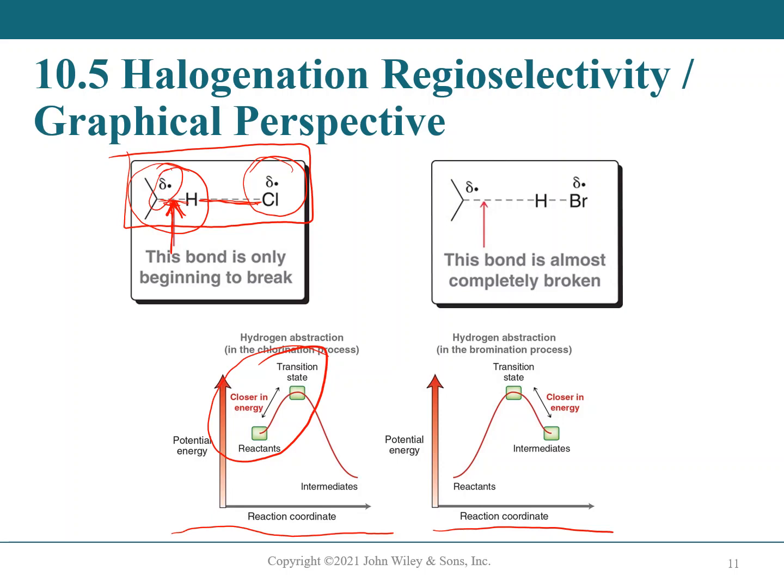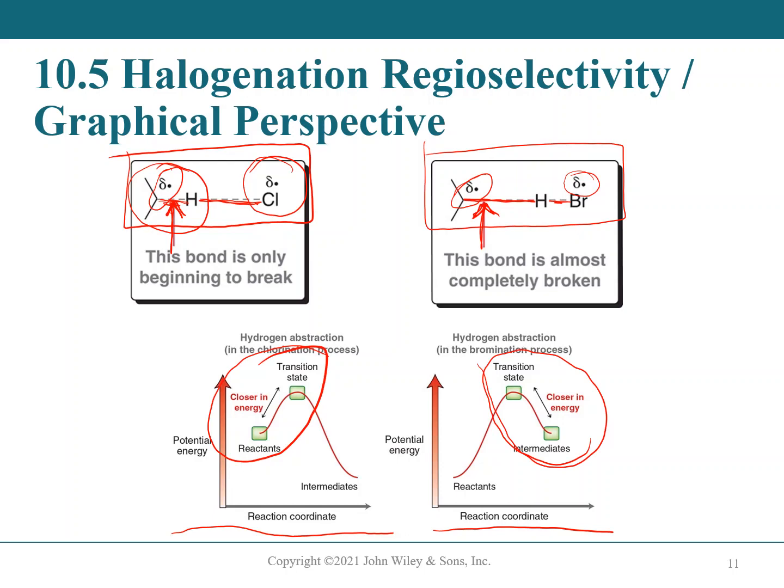We compare this to the bromination on the right. With the bromination, when we're looking at this process, the bond is now almost completely broken. We have a very long carbon-hydrogen bond, nearly broken, and the hydrogen-bromine bond on the right-hand side is almost completely formed. So now the radical lies almost exclusively on the carbon, where there's very little radical presence over here on the bromine side. And that resembles the intermediate, or the product of the overall first step.